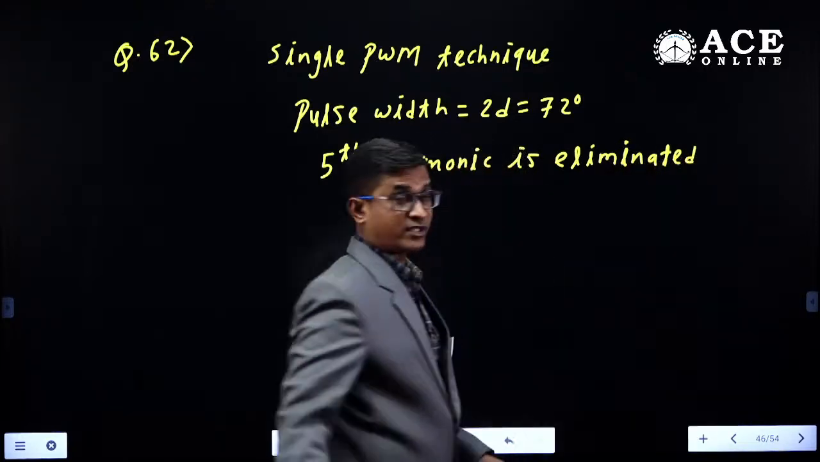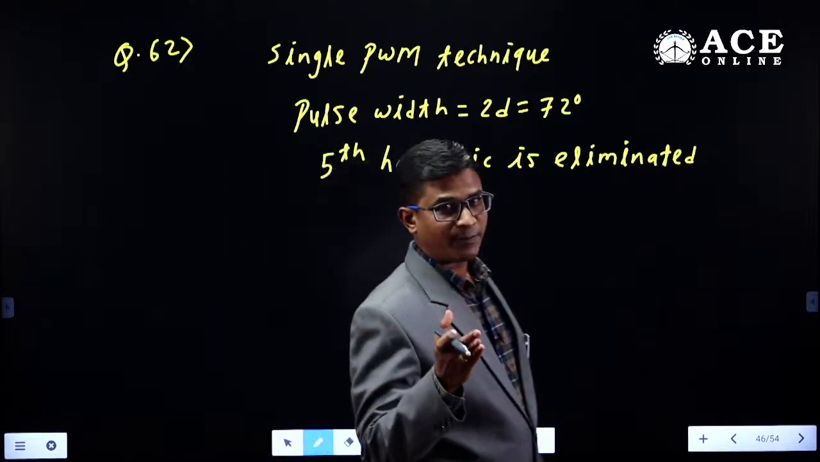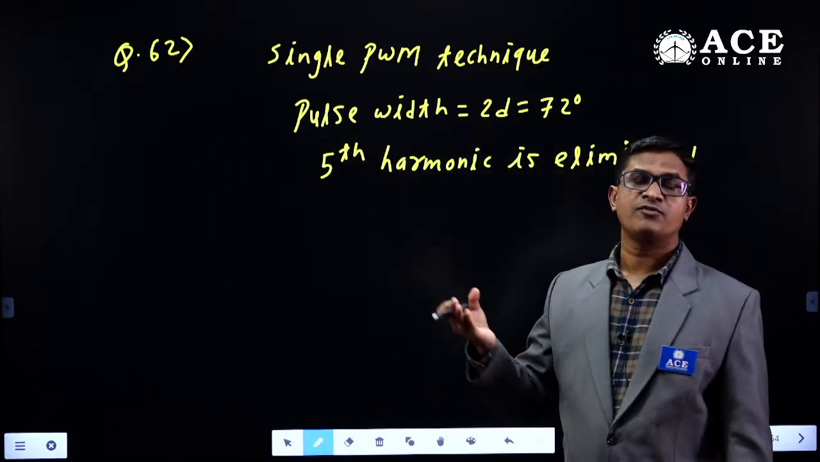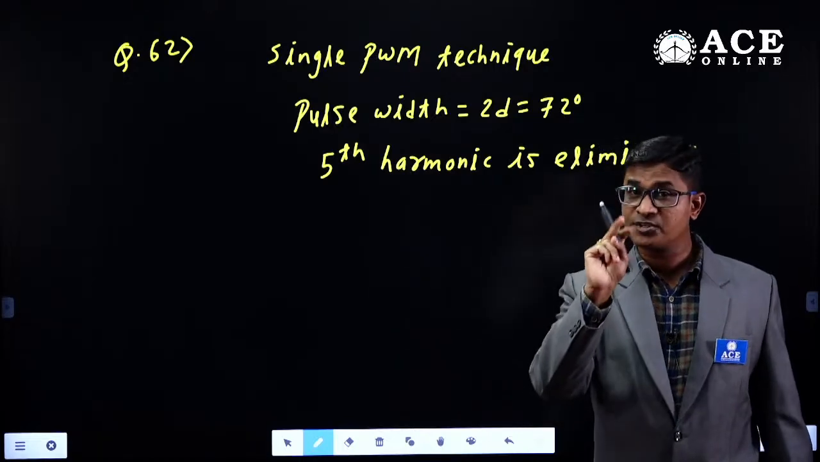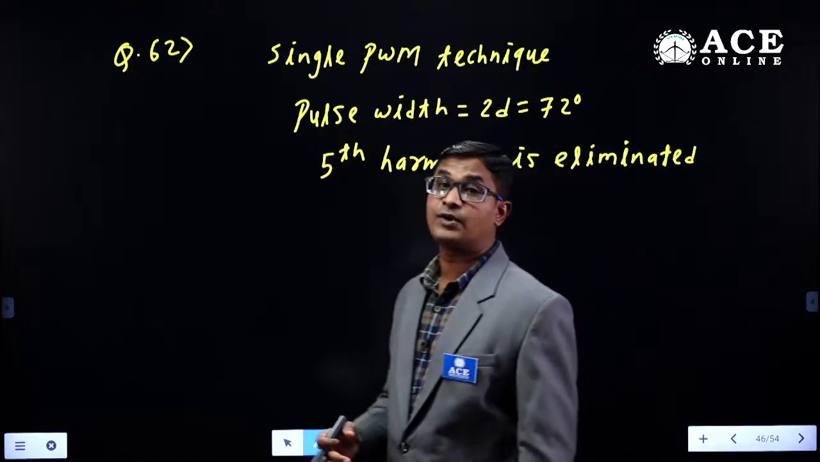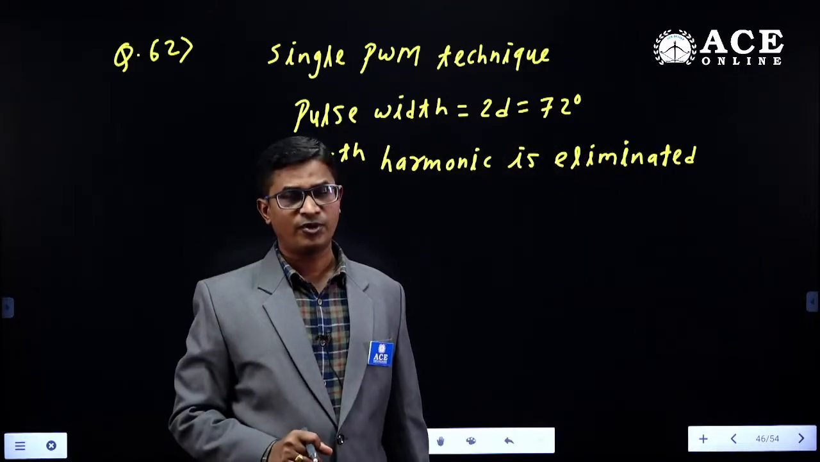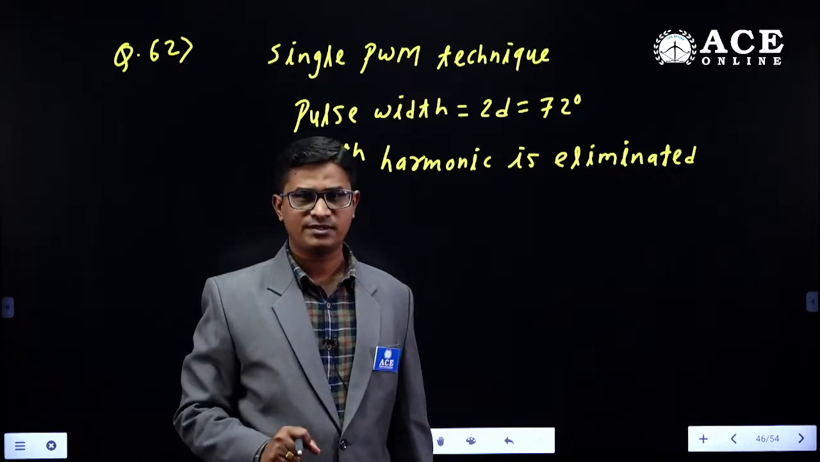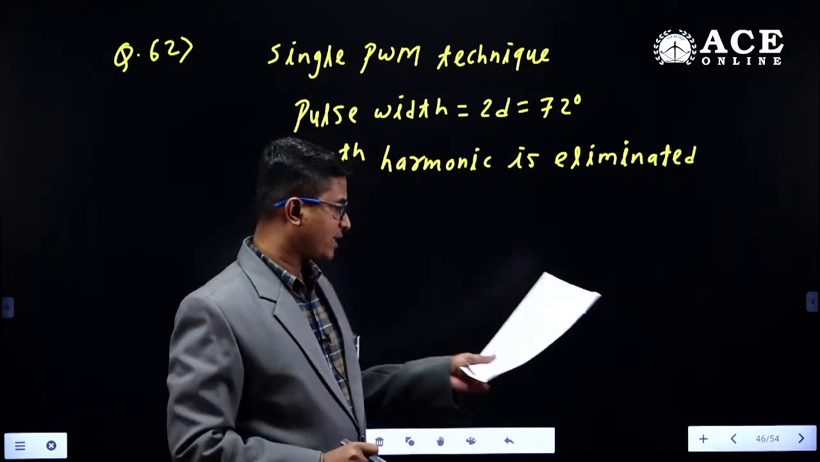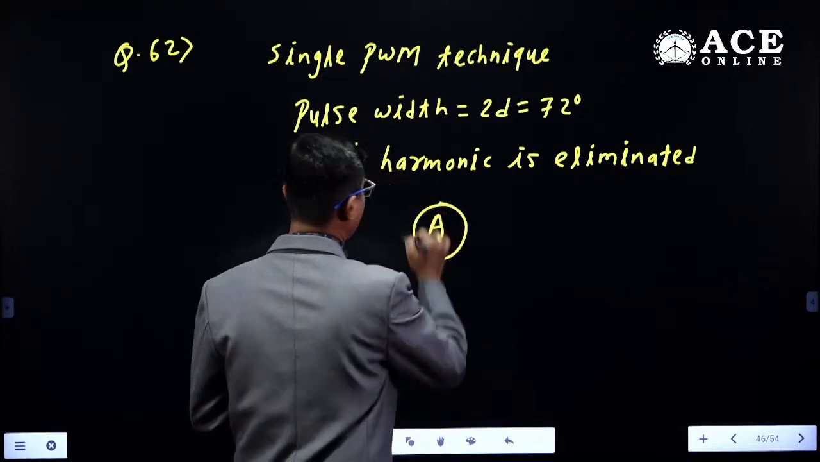Similarly, we discussed that for the elimination of the third harmonic, the required pulse width is 120 degree. For the fifth harmonic, we have two possible pulse widths: one is 72 degree and the other is 144 degree. Similarly, for the elimination of the seventh harmonic, we have three possible pulse widths. Those things we discussed. So here the correct option is that the fifth harmonic will be eliminated. That is option A.